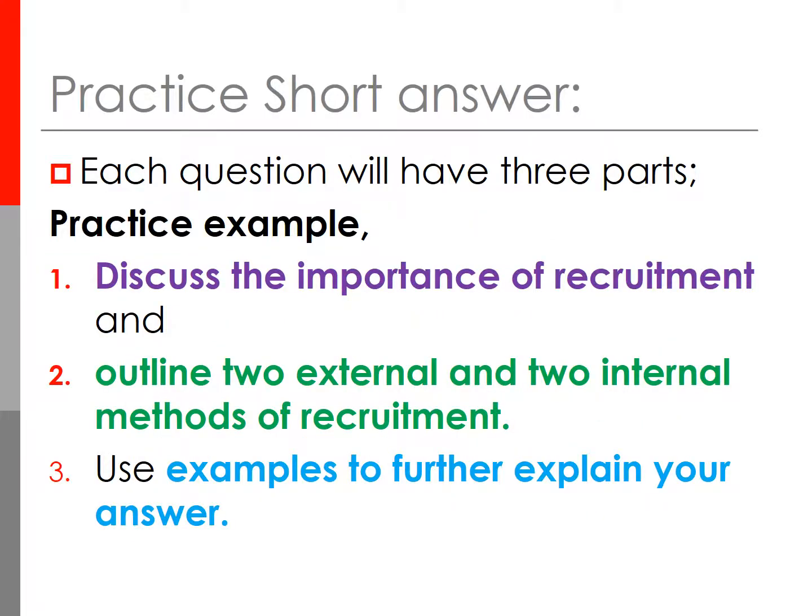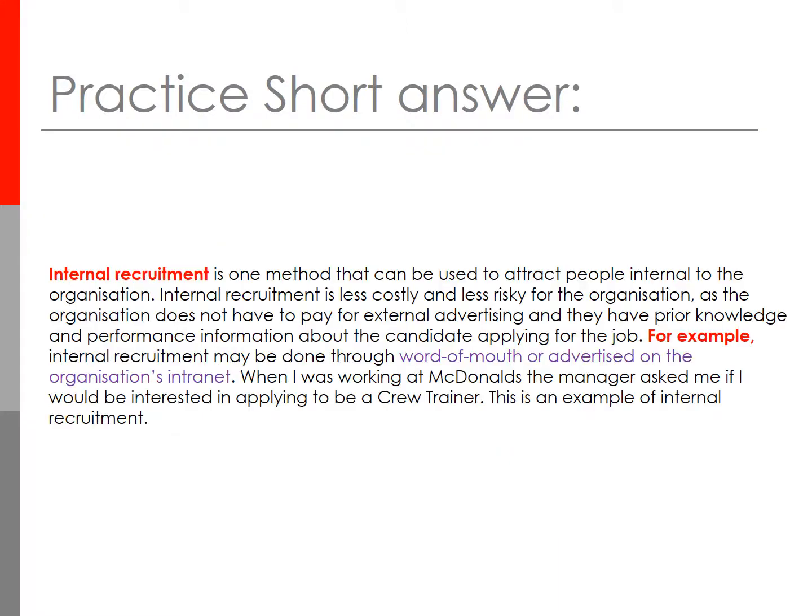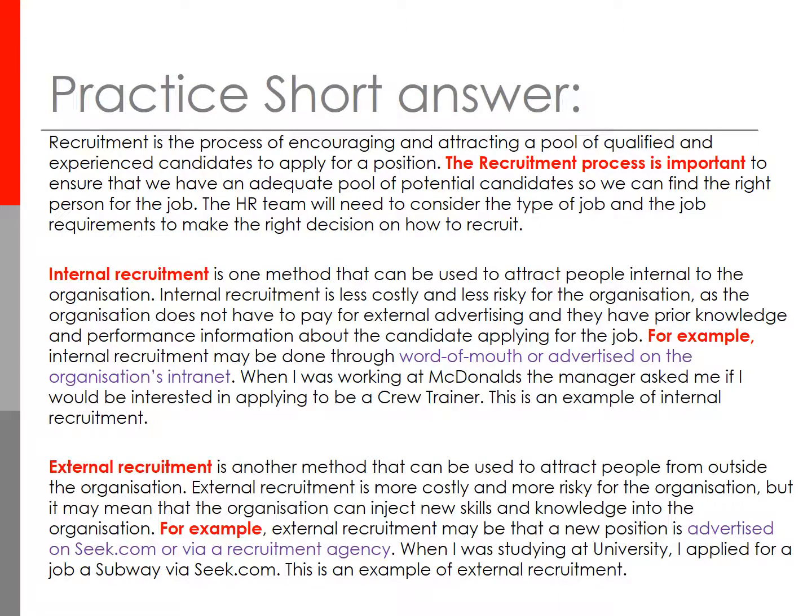So the short answer question has 3 parts. 1, you're discussing the importance of recruitment, and in the exam you might like to underline or highlight some of the key elements in each of the questions to make sure that you answer all components of the question. 2 is you outline the 2 external and 2 internal methods of recruitment, and then finally you make sure you use examples to further explain your answer. So here's a practice example that you can have a look at that satisfies each of those 3 parts.